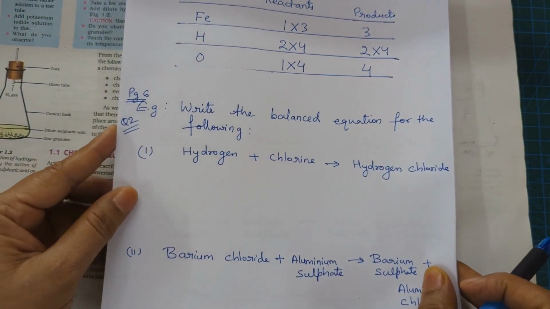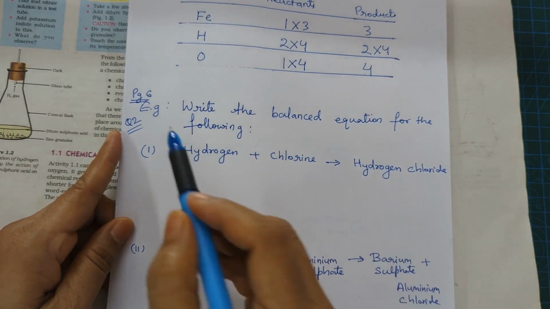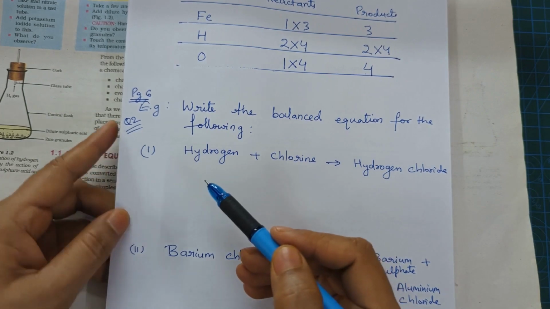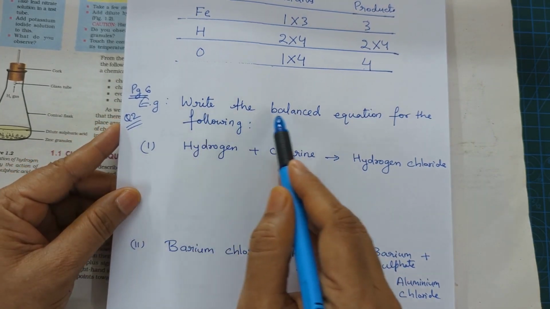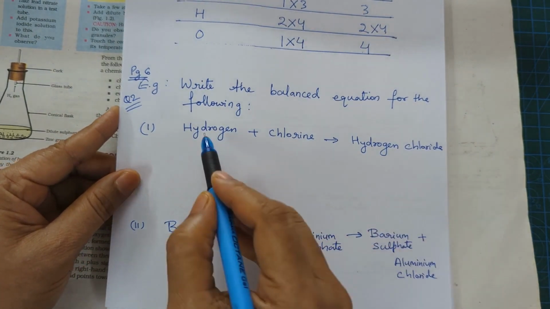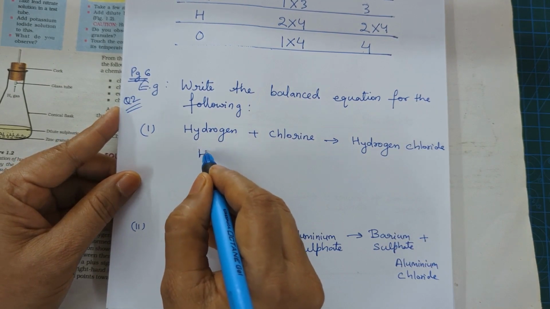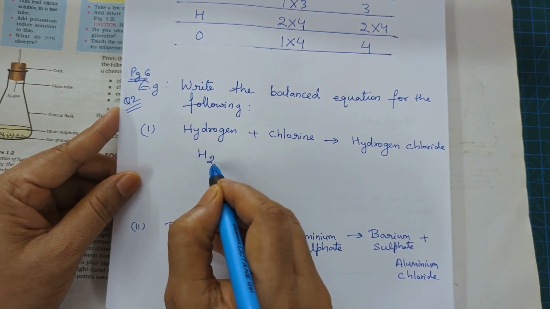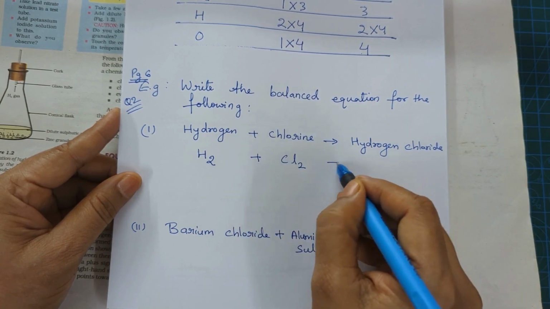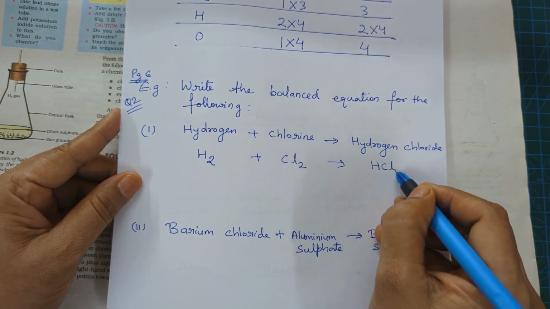Now I have picked up some questions from the in-text blue questions. So page number 6, question number 2, there are some blue questions. The question is, write the balanced equation for the following. Hydrogen plus chlorine gives hydrogen chloride. How does the equation look? Hydrogen is a diatomic, so we should write H2. Chlorine is also a diatomic, so Cl2, which gives hydrogen chloride. Hydrogen chloride looks like HCl.